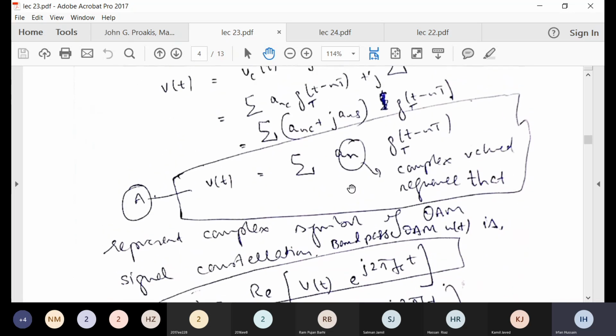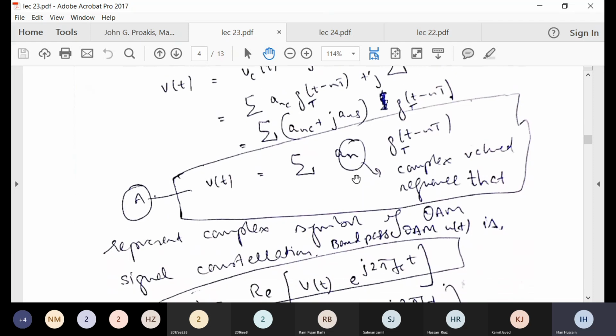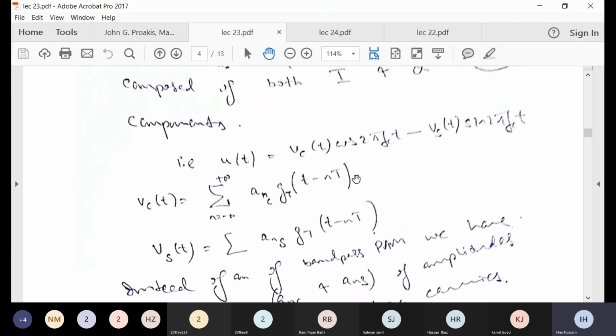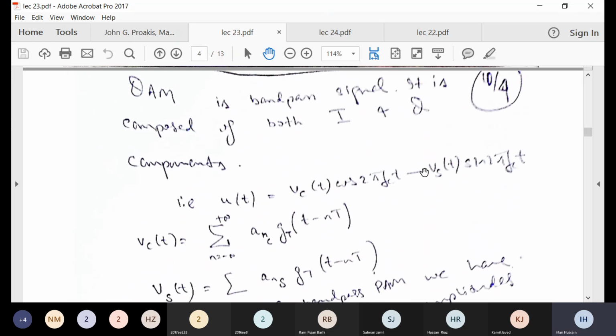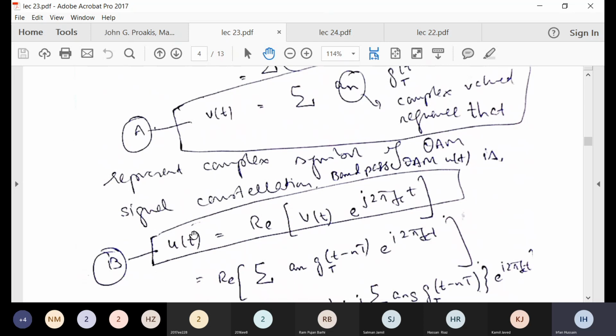And once we have this understanding of why we are using this complex representation, the reason is that we want to represent the two sequences with one compact sequence. Then we can very well see why our passband signal is like this. It comes to be like this because using this representation, we know what our passband signal will be.